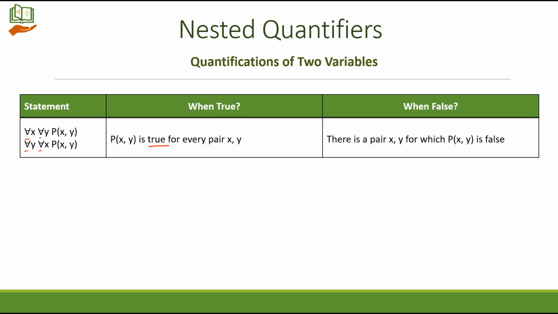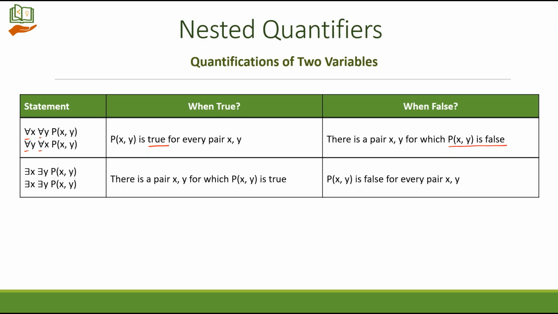When does it turn to be false? There is a pair x comma y for which this particular predicate will turn false. Now we will see the same statement with existential quantifier. When both are existential quantifiers, there is a pair x comma y for which p of x comma y is true. So there is a pair, here it is true. When do we go for false? P of x comma y is false for every pair x comma y.